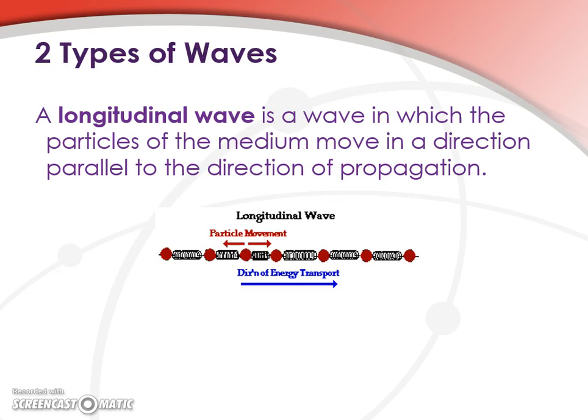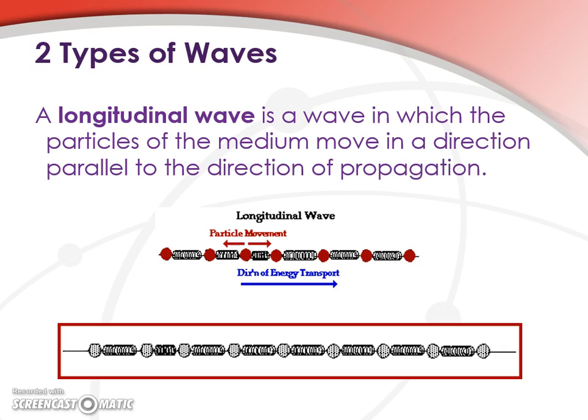Okay, so there's two kinds of waves, and a longitudinal wave is one that we don't often think about. It's a wave in which the particles of the medium move in a direction parallel to the direction of propagation. And we can see an example here. And so what we get is essentially a pulse that moves through our medium.